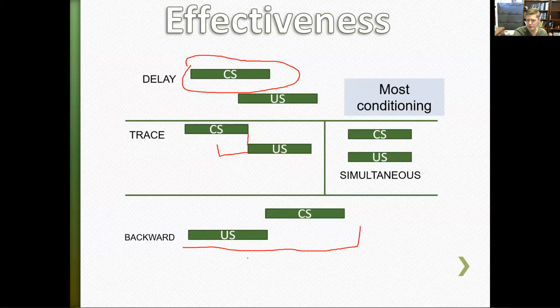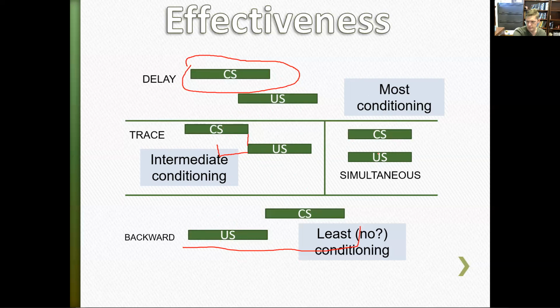So delay tends to produce the most. Then we get intermediate conditioning. Trace really depends on how long that trace is. If the trace is short, then it's going to look more like delay. If it's long, it's going to look more like simultaneous. And then least to no conditioning occurs with backwards.